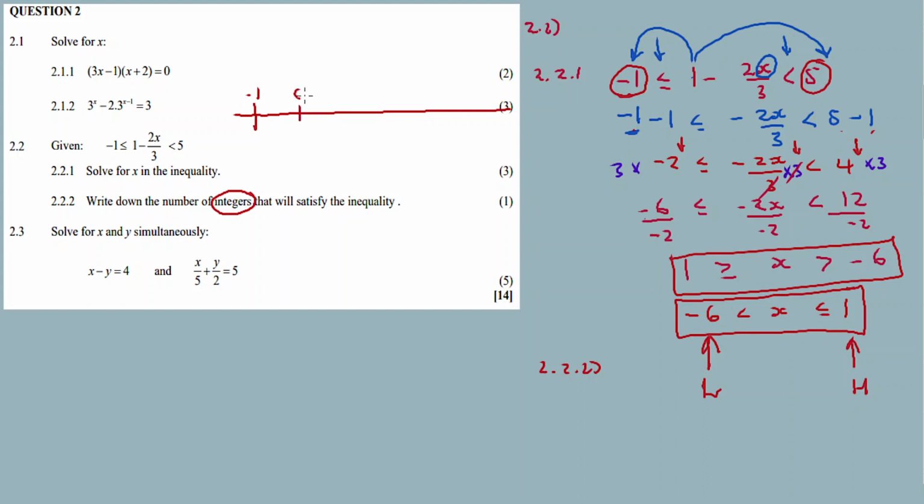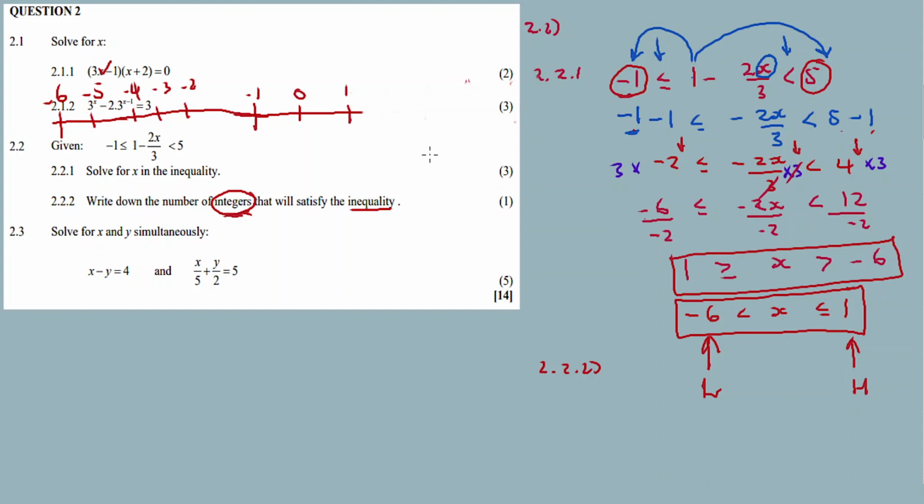Negative 1, 0, 1, 2, 3, 4, 5, right? So where is our solution? It starts at negative 6 and ends at 1. Sorry about this, let me fix it here. It starts here at negative 6, negative 5, negative 4, negative 3, negative 2, negative 1, 0, 1. Okay, yeah. Alright, but which integers will satisfy this inequality, right? So the first one is 1, 2, 3, 4, 5, 6, 7.